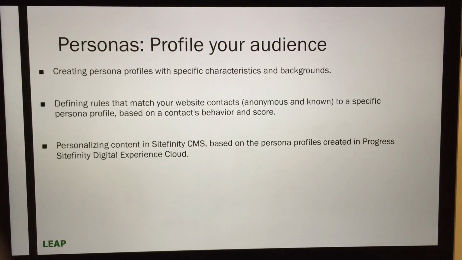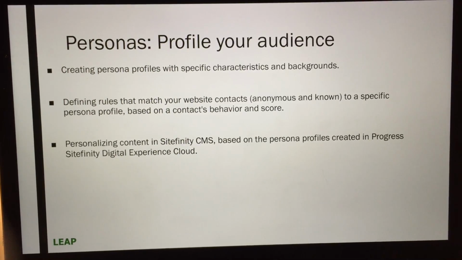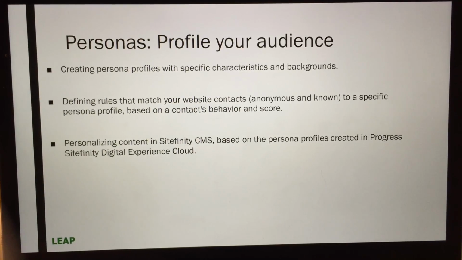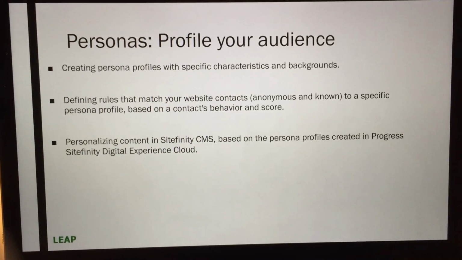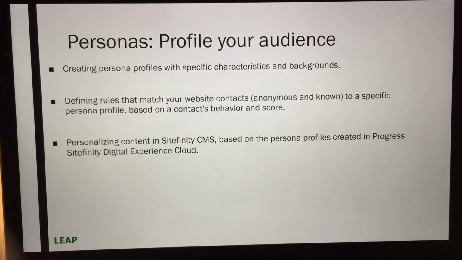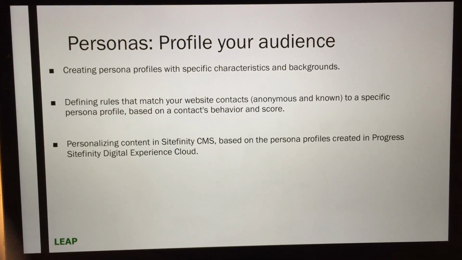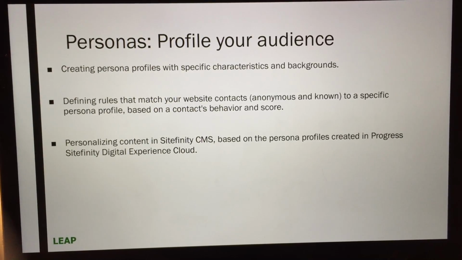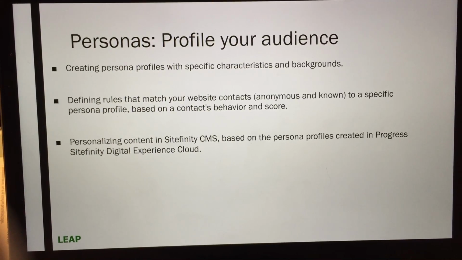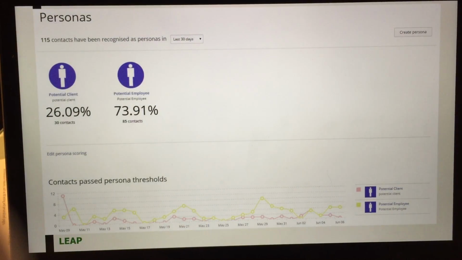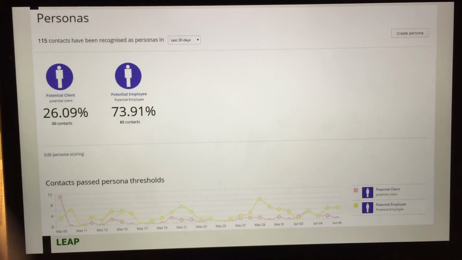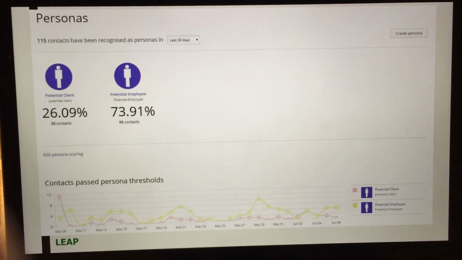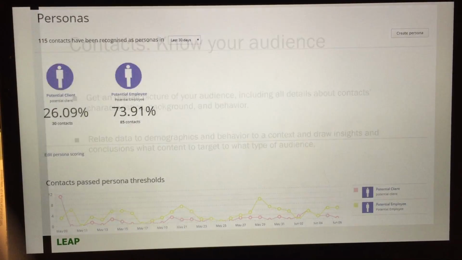Personas are the main driving force behind data personalization in the DEC. You can create persona profiles complete with their own characteristics and backgrounds. To assign contacts to a certain persona or persona profiles, you define rules that will match your contacts to a certain persona profile. This will allow marketers to engage with them easily. You can also personalize certain pages on your website for certain personas. As you see in this slide, two personas have been set up for two different types of contacts. There's a graph below that shows a specified number of days or months when contacts were added to a persona.